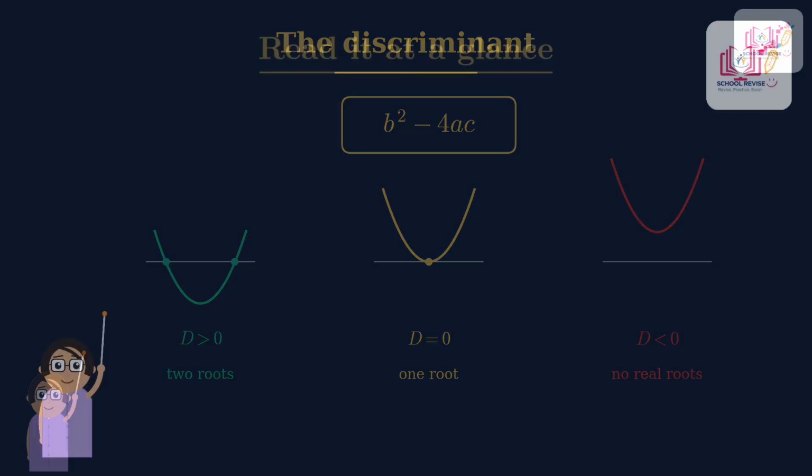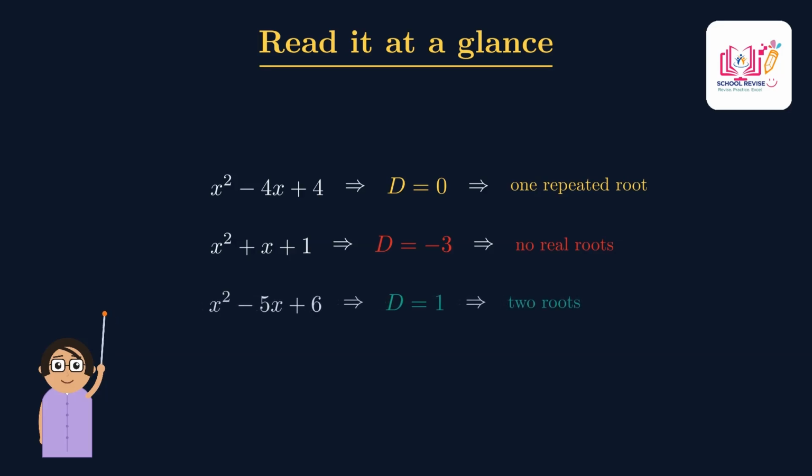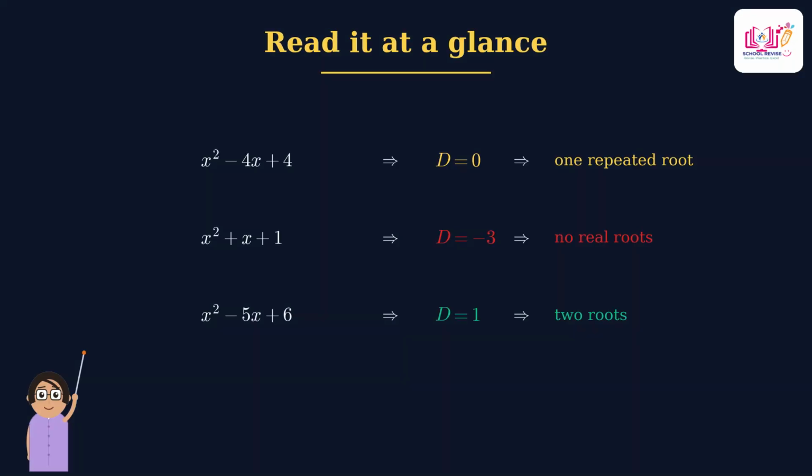Let's read a few at a glance. x squared minus 4x plus 4, the discriminant is 0, so one repeated root. x squared plus x plus 1, the discriminant is minus 3, negative, so no real roots. x squared minus 5x plus 6, positive, two neat roots. You didn't fully solve a single one, yet you already know exactly what to expect. That's the power of the discriminant.